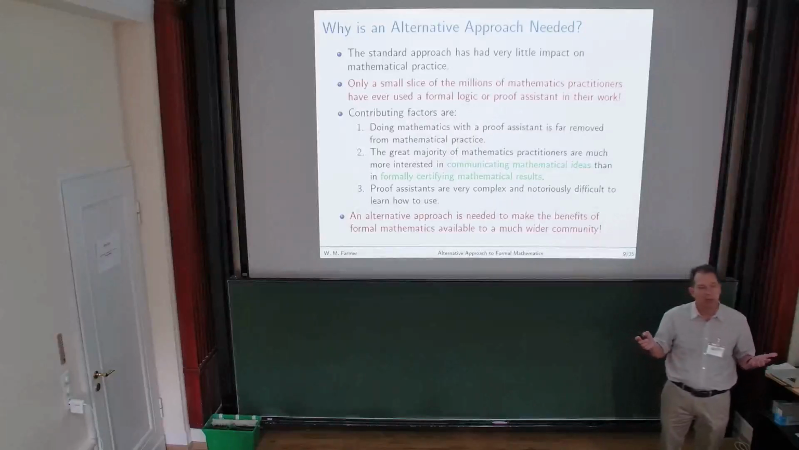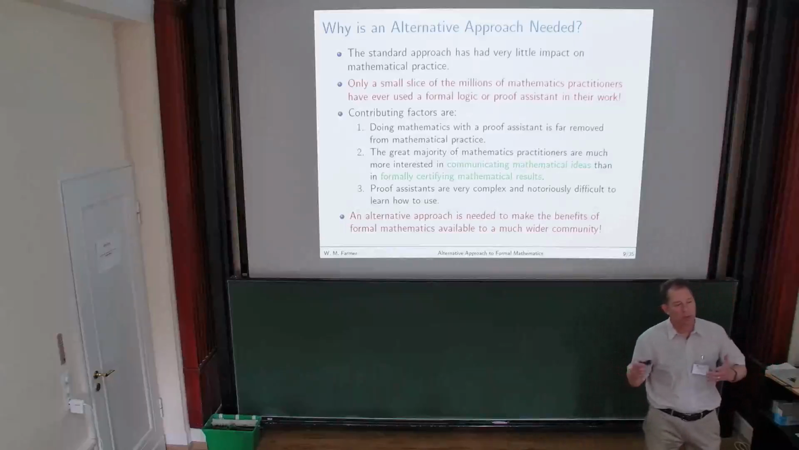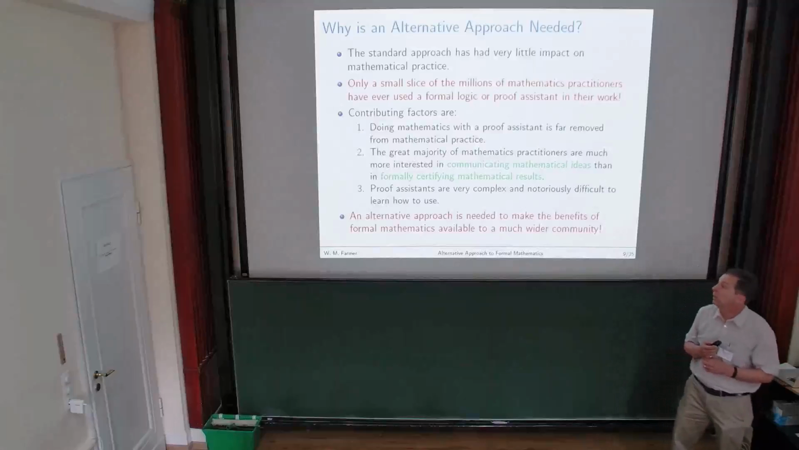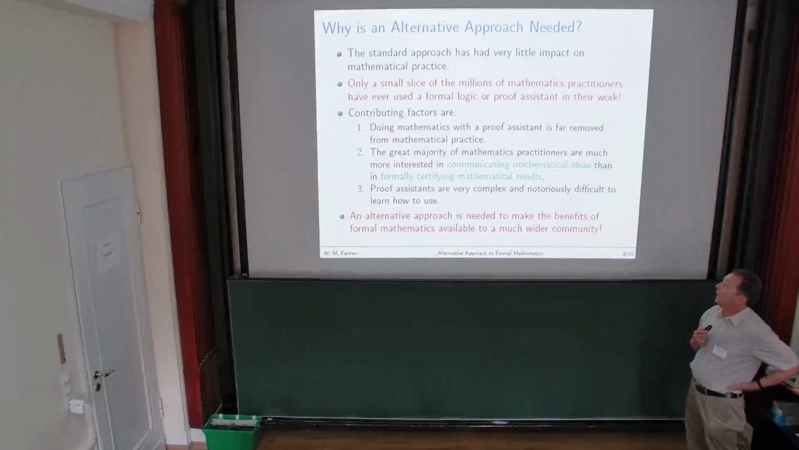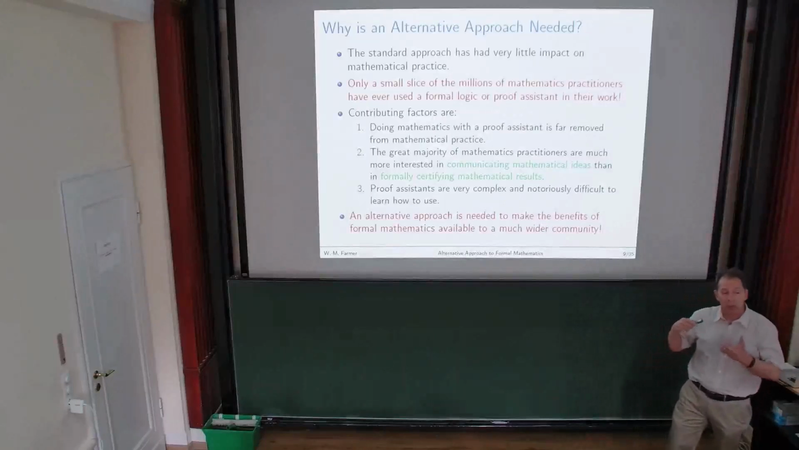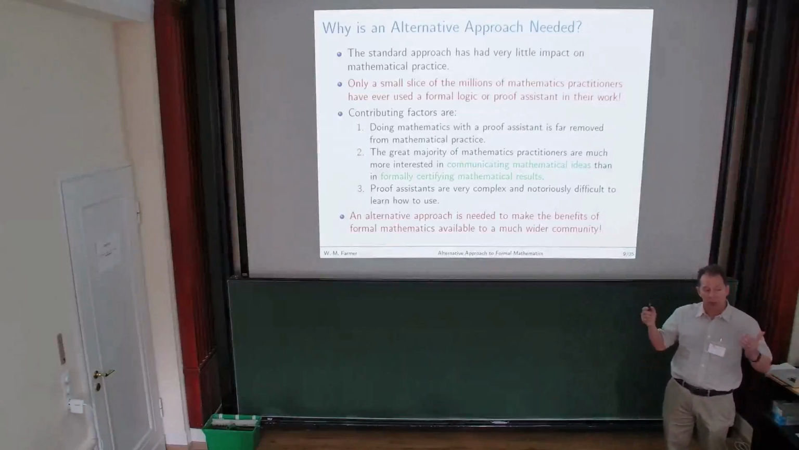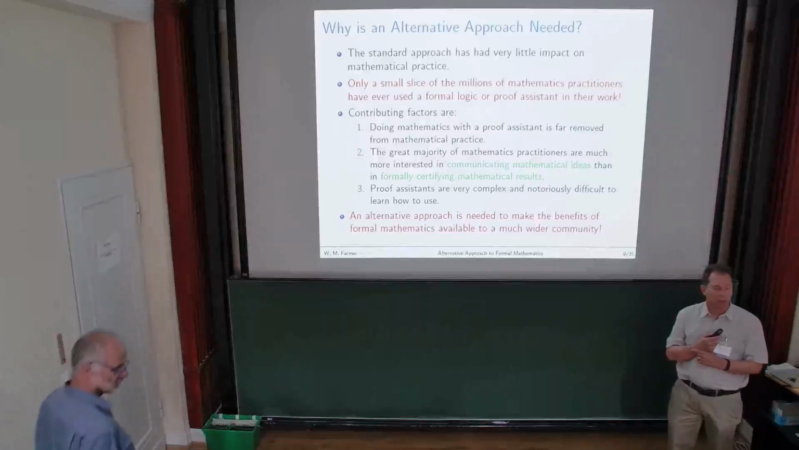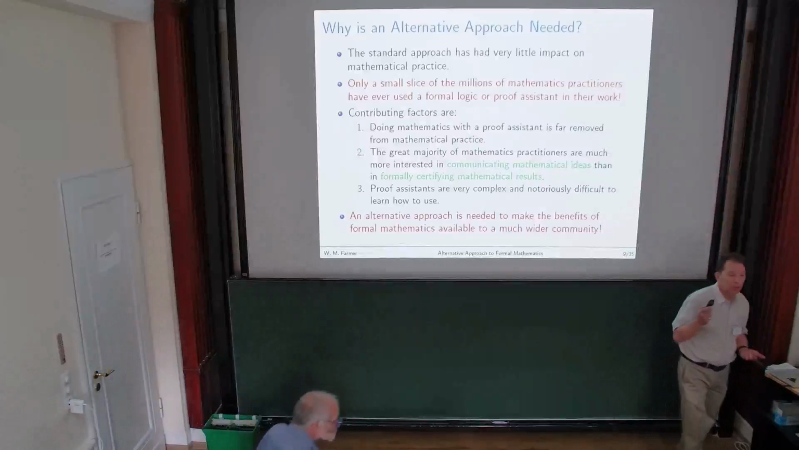They use lots of software, but they use computer algebra systems, programming languages. They're not using proof assistants. And so I would claim, if you look at all the millions of people who do mathematics, and if you include people who learn mathematics, it's billions of people, just a very, very small portion of those ever have used a formal logic or a proof system in their work. So why is this?